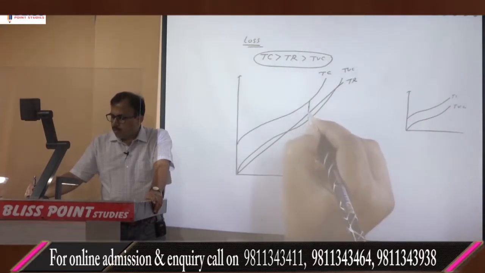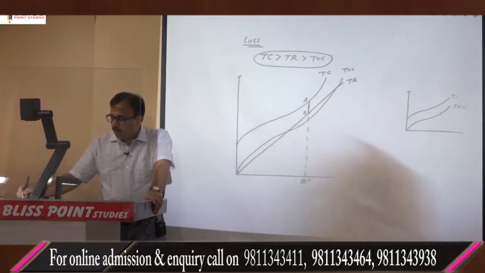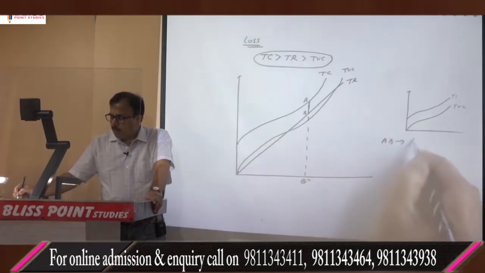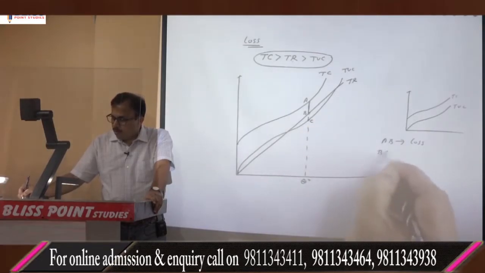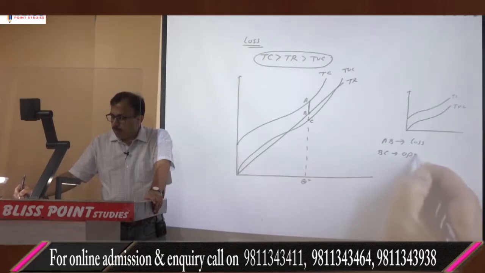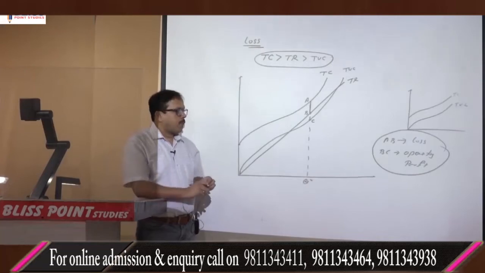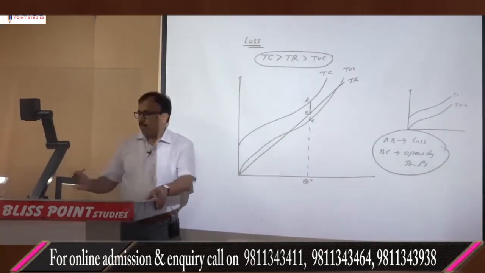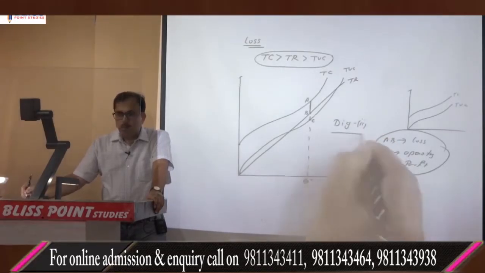We are concerned about this quantity. This gap AB will be the amount of loss, but this gap, from B to C, will be measuring operating profit. So despite loss, the firm is producing quantity because the firm is having operating profit. So this second diagram is representing loss.